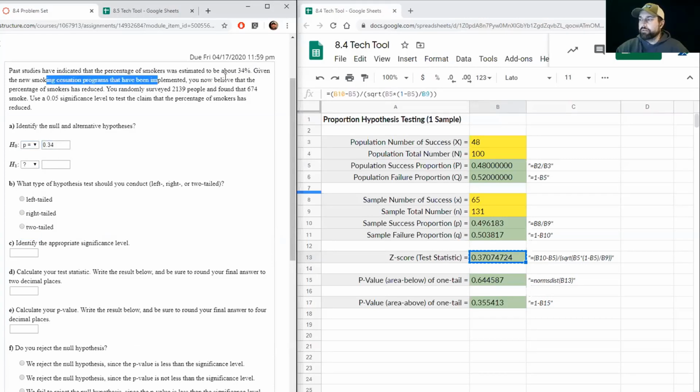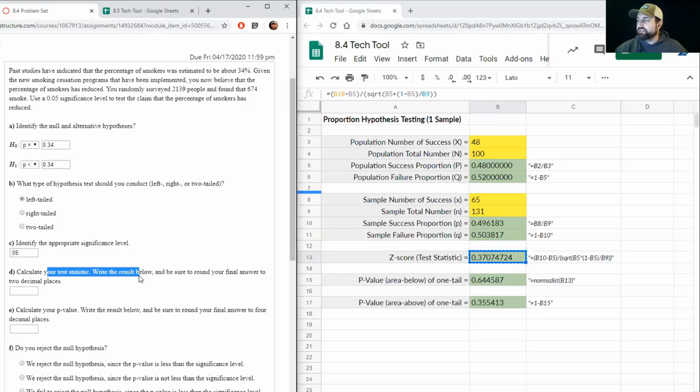Given the new smoking information, you now believe that the percentage of smokers has been reduced. So our alternative hypothesis is going to be that P is less than 0.34. So here's the population, and then this is our alternative hypothesis, less than, because it's been reduced. Because it's less than, that means this is going to be left-tailed, okay? So identify the significance level. I think we're coming in at 0.5% for the significance level right here. So we type that in.